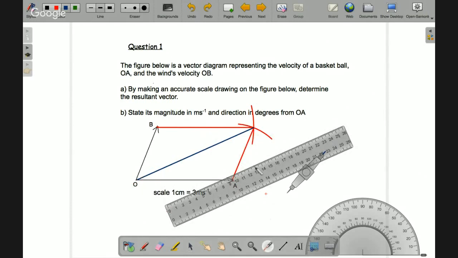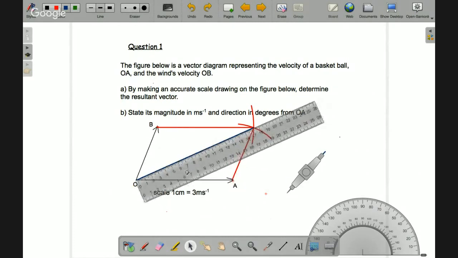If we measure this line using the same ruler, we will get something like 17.5. It looks like 17.5. So that's the length of the line. So the length of the line is 17.5 centimeters.